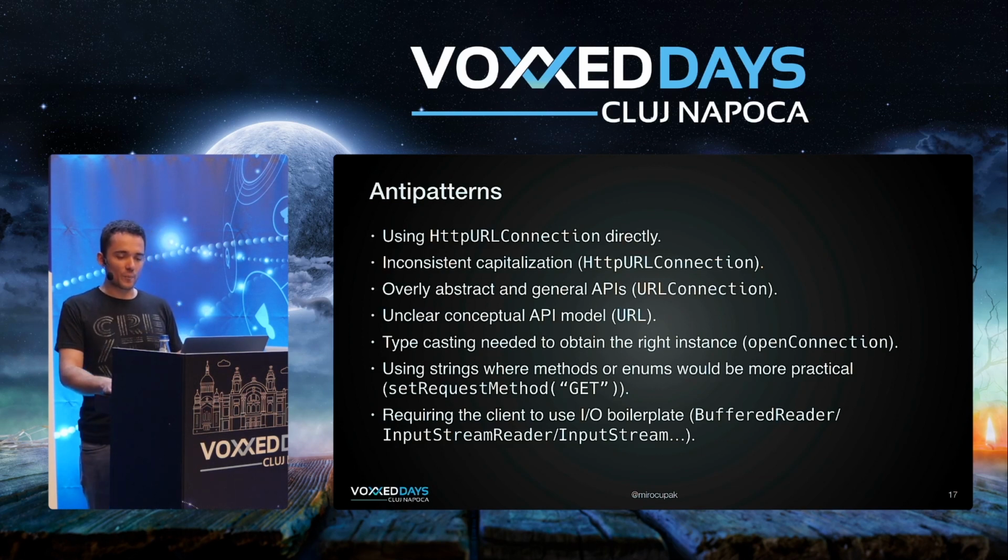Remember how when we called open connection, it gave us a URL connection object, but we immediately had to cast it to an HTTP URL connection. Having to perform such a cast to obtain a useful instance, that's a big no. And URL connection is actually an abstract class, so you basically always need to cast it. And you're risking runtime errors, of course.